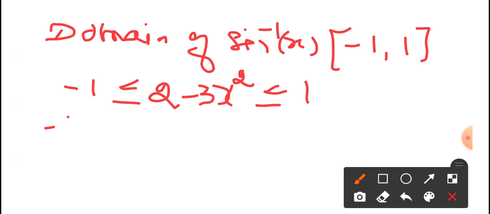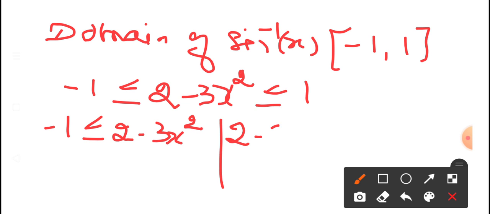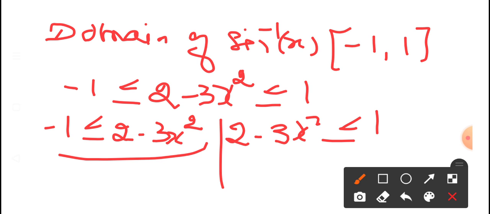First one: minus 1 less than or equal to 2 minus 3x square. And second one: 2 minus 3x square less than or equal to plus 1. Okay, now we divide into two cases. First we take the first case. Okay, now listen.